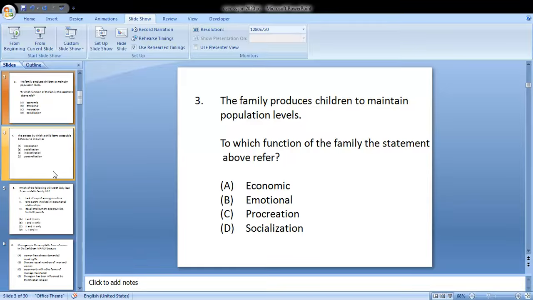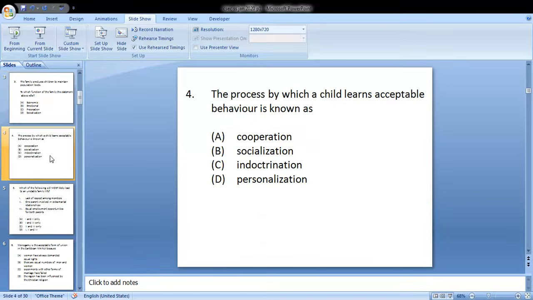Let's go on to number 4. The process by which a child learns acceptable behavior is known as A, cooperation, B, socialization, C, indoctrination, or D, personalization. So we know that our answer would be B, socialization.